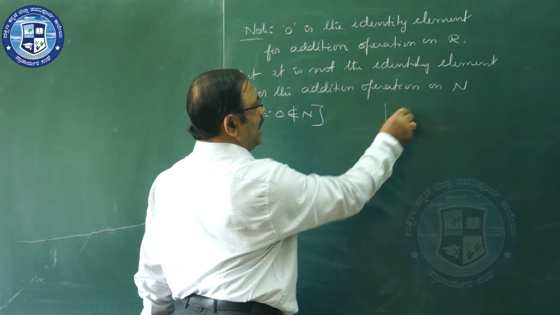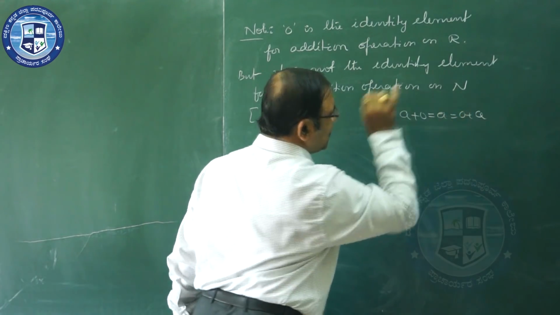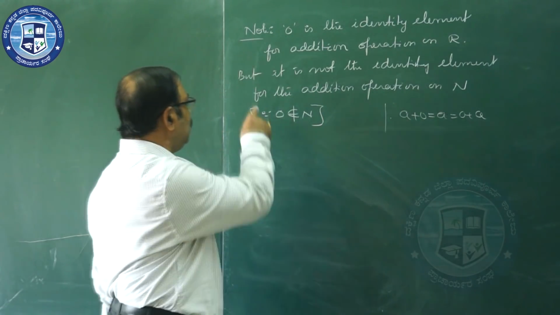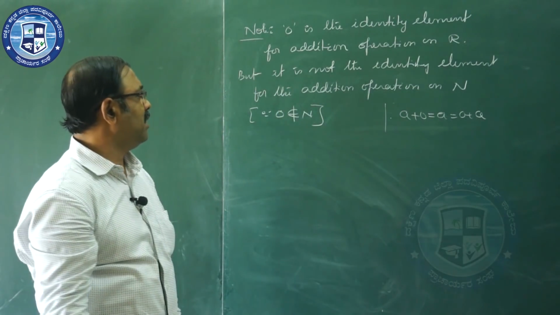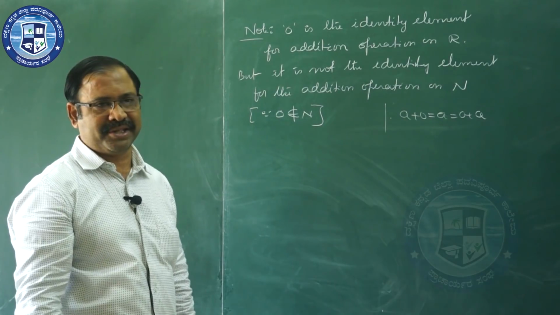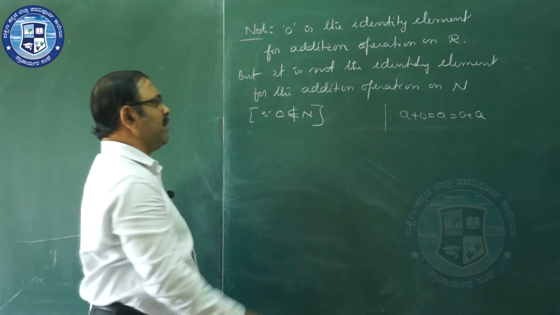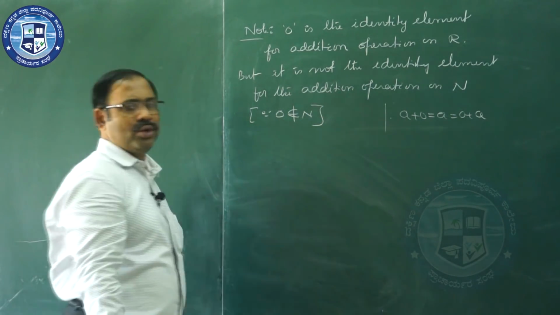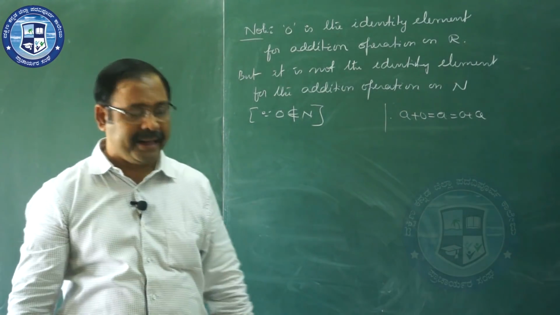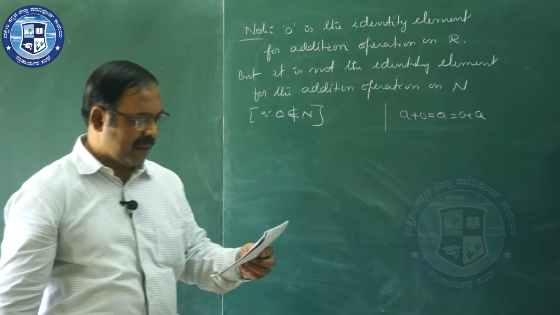What is additive identity? Additive identity means A plus 0 equal to A equal to 0 plus A. Observe this. But does 0 belong to N? No. Therefore, in the case of natural numbers, additive identity does not exist. However, there exists multiplicative identity. What is multiplicative identity? 1. But 1 belongs to N. So there exists multiplicative identity but not additive identity. So you just take down an example which was asked in the earlier paper.